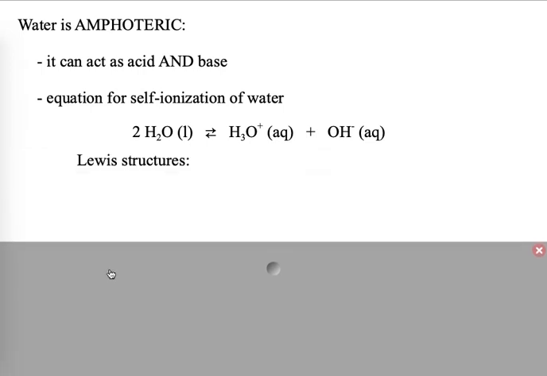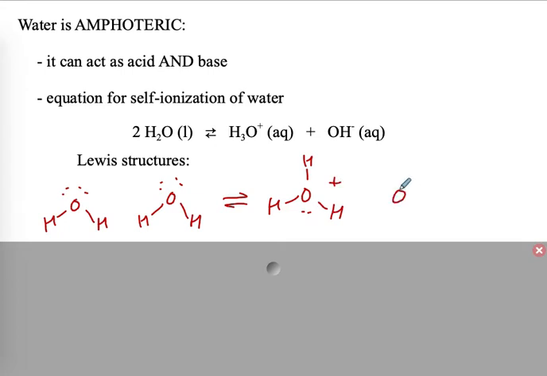Let's see what that looks like. So here's a water molecule, and here's a water molecule on the reactant side, and they are in equilibrium with a hydronium ion, positive charge, and a hydroxide ion with a negative charge. What we can clearly see here is that one water molecule has behaved as an acid by giving away H+ to the other. The other has behaved as a base by gaining H+ from the first one.